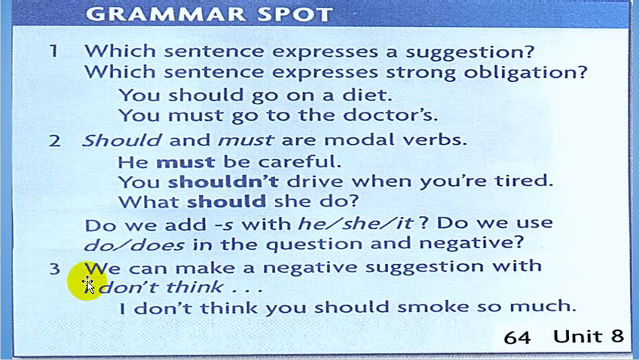Okay. Now, number 3, we can make a negative suggestion with I don't think. This is a note: if the exam asks you to make a negative suggestion, how? By using the phrase I don't think before should, because we said should is used for suggestion. I don't think you should smoke so much. This is my suggestion, I don't think you should smoke that much. Okay. This grammar spot is on page 64 in unit 8.